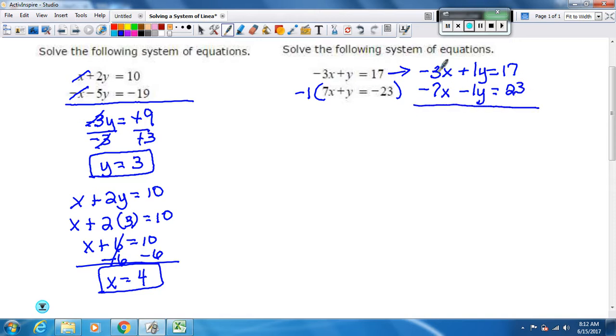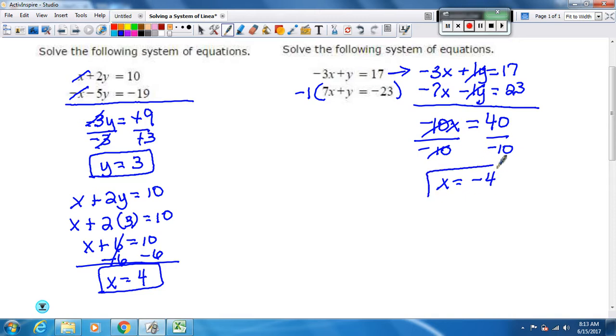So now, negative 3 and negative 7 is negative 10. You have negative 10x. The y's cancel because 1 take away 1 is 0, equals 40. You divide both sides by negative 10. Top cancels with bottom. So x equals 40 divided by negative 10 is negative 4. Okay, so that's your first answer. X equals negative 4.